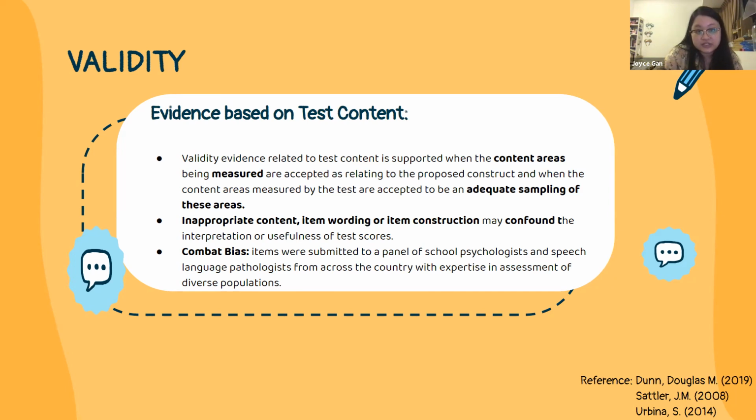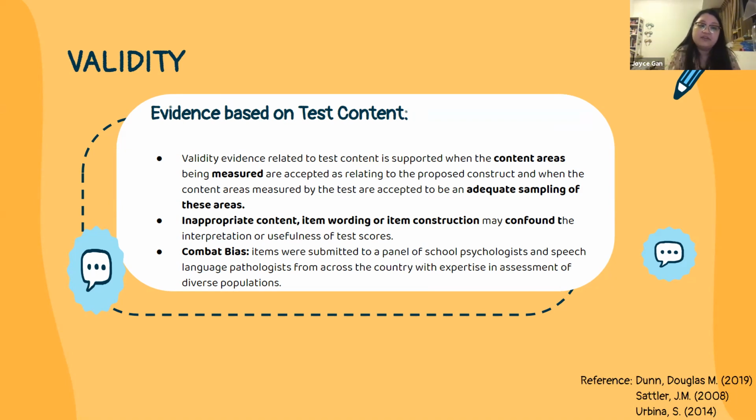panel of school psychologists and speech language pathologists from across America with expertise in assessment of diverse populations. The panel members reviewed the stimulus words and pictures included in the standardization research phase for the potential bias. Panel members also then appraised the administration directions, stimulus words and pictures for each item to determine if they were appropriate for individuals of either sex, from diverse ethnic backgrounds, different regions of the country, and different socioeconomic levels.